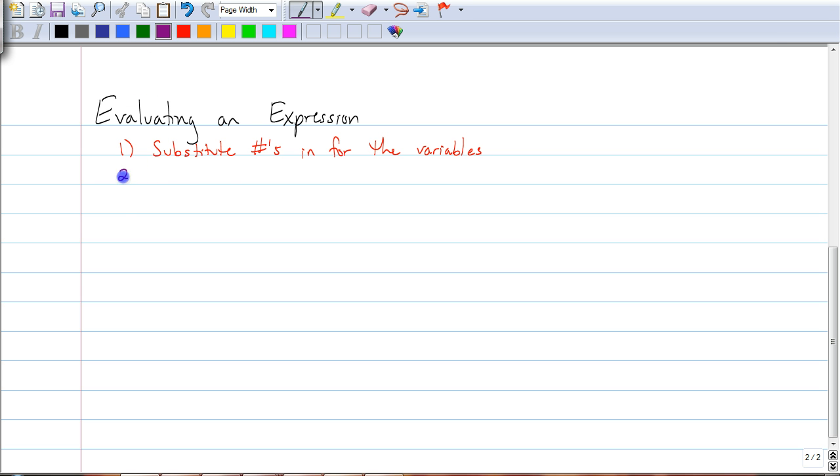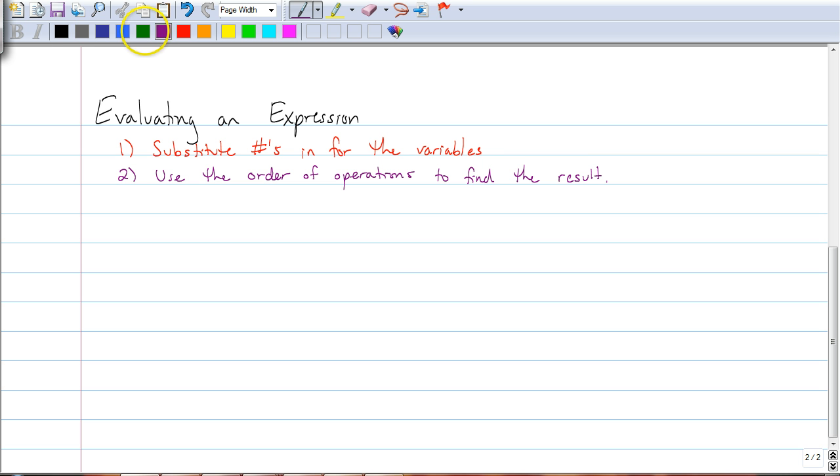And the second step is to use the order of operations to find the result. So let's look at an example.